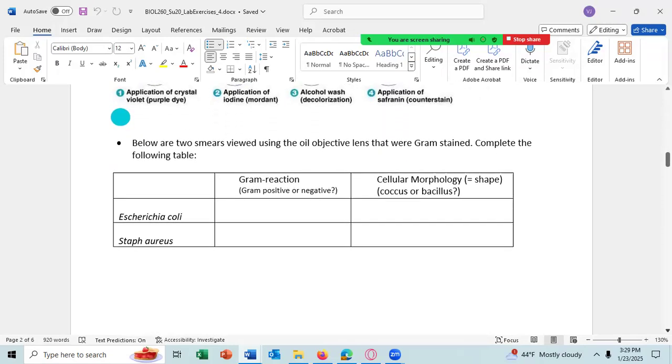All right, so then answer the question. Below are two smears viewed using the oil immersion objective lens that were stained with the gram stain. Complete the following table. The gram reaction, gram positive or negative, of E. coli, list that there. The gram reaction of the Staphylococcus aureus, gram negative or gram positive. And then give the cell morphology, the shape: is the E. coli coccus or bacillus, is the Staphylococcus aureus coccus or bacillus.